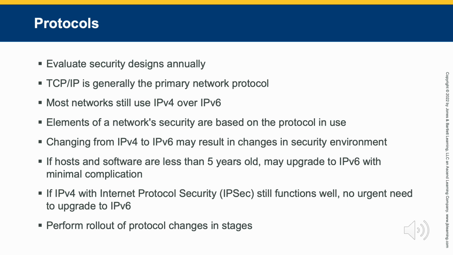Protocols: evaluate security designs annually. TCP/IP is generally the primary network protocol. Most networks still use IPv4 over IPv6. Elements of network security are based on the protocol in use. Changing from IPv4 to IPv6 may result in changes in the security environment. If hosts and software are less than 5 years old, you may upgrade to IPv6 with minimal complications. If IPv4 with IPsec, Internet Protocol Security, still functions well, there is no urgent need to upgrade to IPv6. Perform rollout of protocol changes in stages.